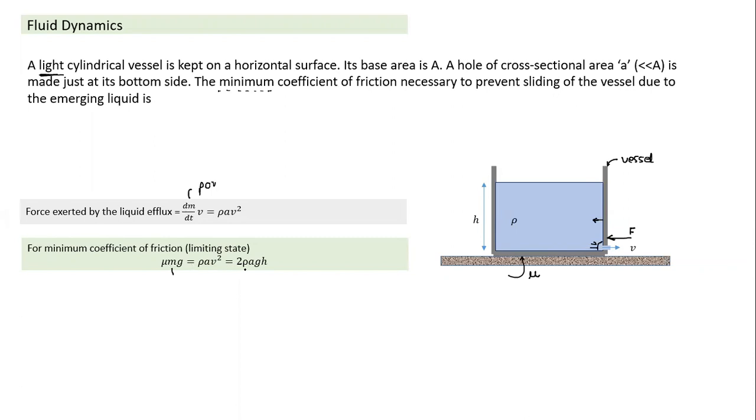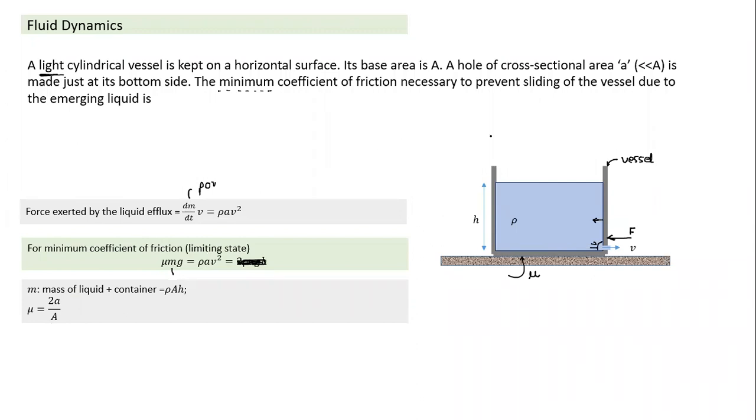So we write this expression, rho A v square is equal to this expression. Okay, I think I typed this wrongly. So mu mg is equal to rho A v square. The m value you can easily find: mass of the liquid plus container is equal to rho into A into h. So this gets you the value of mu from here.